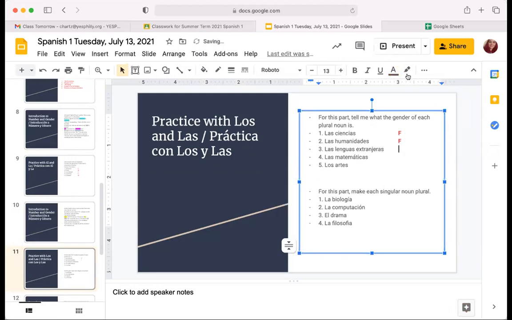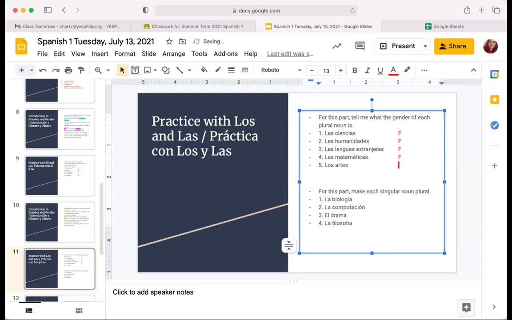For las lenguas extranjeras, what do you think? Same. Yep. And for las matemáticas. Feminine. Yep. And for los artes. Let me guess. Because you know los, so yeah, that's right.